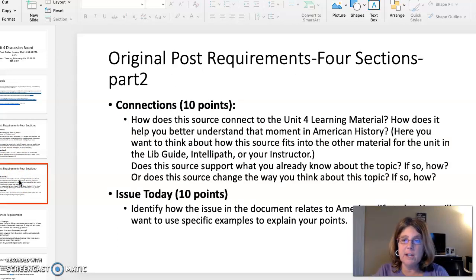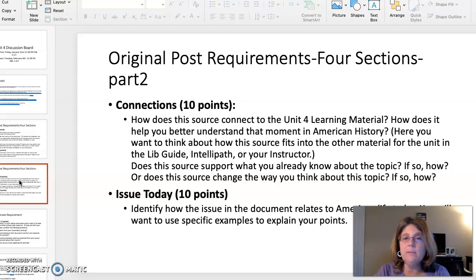Connection section is worth 10 points. Again, very similar to Unit 2 DB. How does the source connect to the Unit 4 learning materials? How does it help you better understand that moment in American history? How does it help you better understand Unit 4 in particular? Does this source support what you already knew about the topic? If so, how? Does this source change the way you think about this topic? If so, how? That's the connection section.